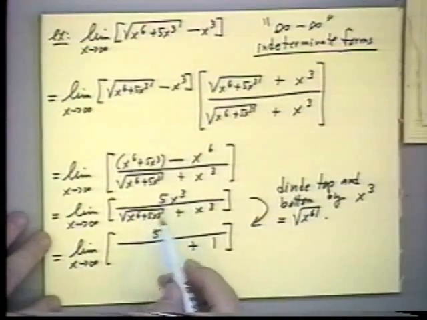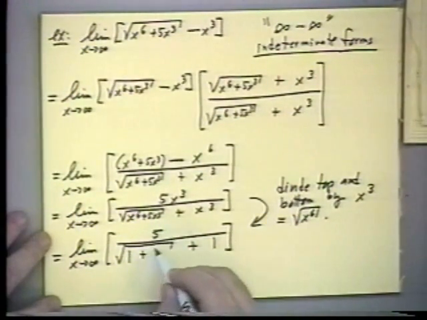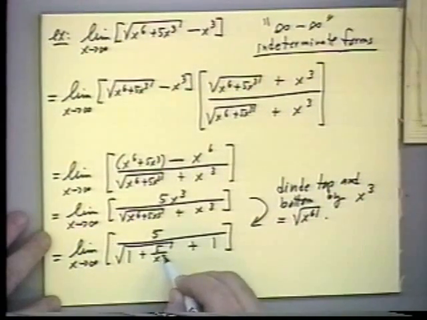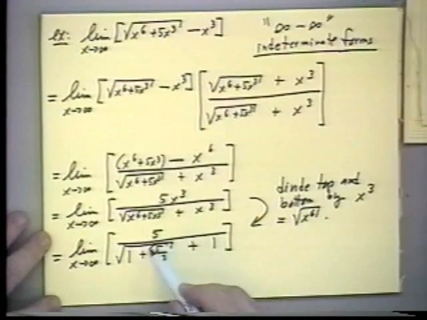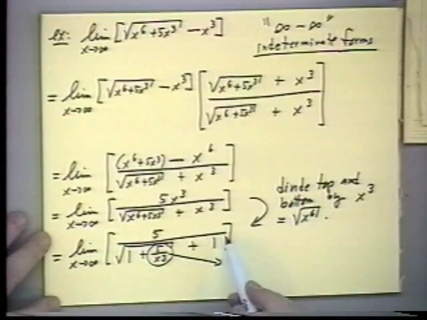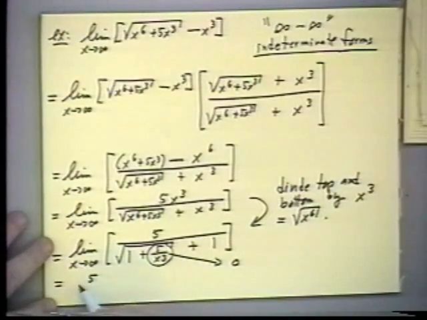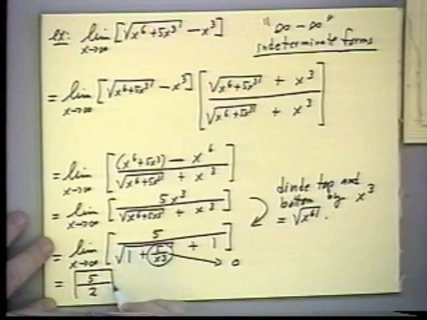That x to the 6th will then go and divide into each of these, leaving us with a square root of 1 plus 5 over x cubed. Well, that looks familiar. The 5 over x cubed goes to 0 as x goes to infinity. And then we're left with a number of constants. And the final result, of course, is 5 over, there's 1 plus 1 down here, that's 2.